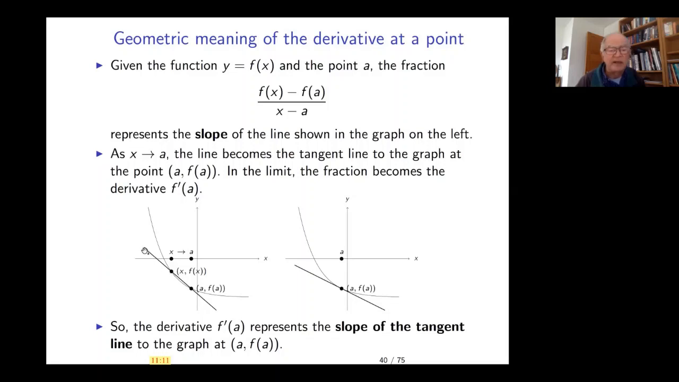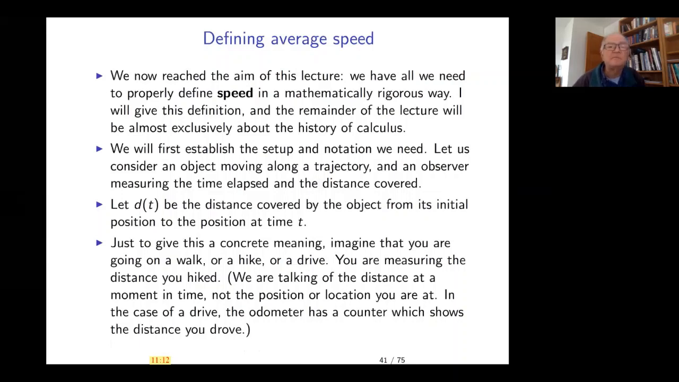And as X moves toward A, this is a line crossing the graph at 2 points, but in the limit, this becomes the tangent line. And so the derivative of the function at the point A is really the slope of the tangent line at the point A, f of A. And this is a very interesting and very useful intuitive and geometric meaning of the derivative at a point. It's the slope of the tangent line. And now we are ready.